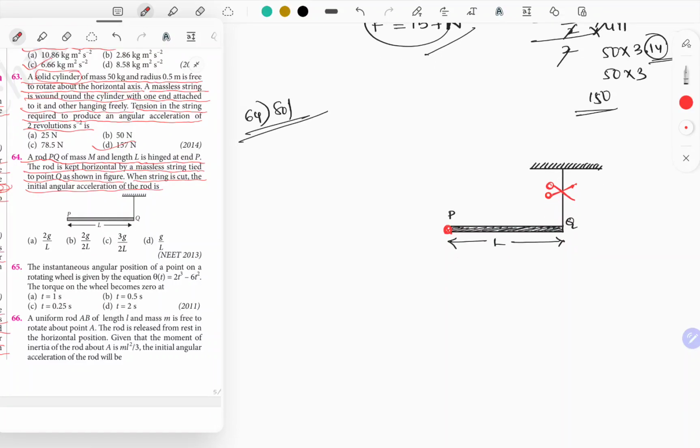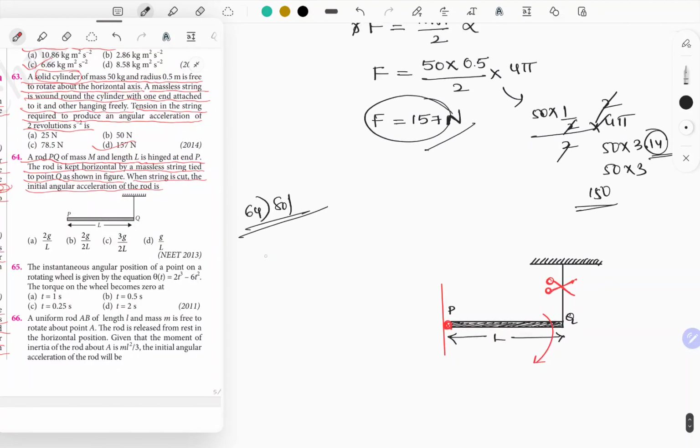Okay, if the string is cut, this rod tries to fall like this. This is how it is going to try to rotate with this fixed point. This is the fixed point with which this rod is going to fall down. I mean it is going to rotate because point P is a fixed position, point Q is right now left free. So this rod is going to rotate with some angular velocity. That's what we need to find out.